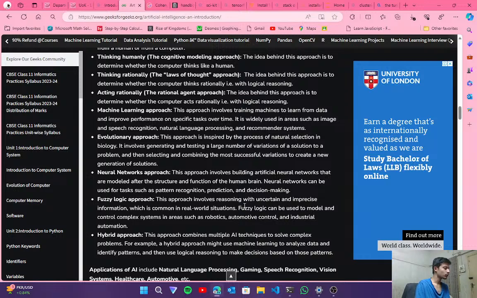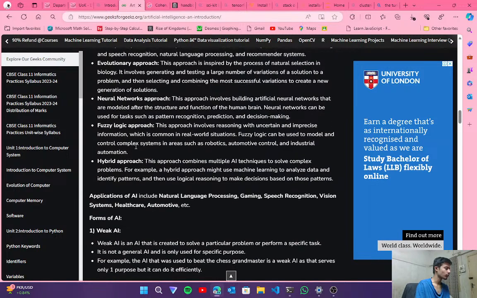Fuzzy logic approach. This approach involves reasoning with uncertain and imprecise information, which is common in real world situations. Fuzzy logic can be used to model and control complex systems in areas such as robotics, automotive control, and industrial automation. Now, fuzzy logic is a very advanced concept, so we will not be doing that.